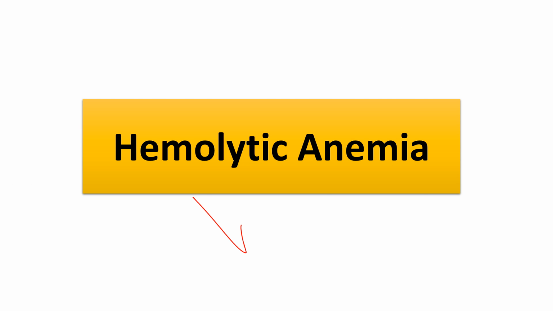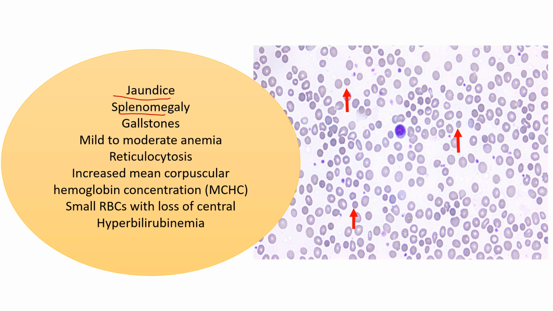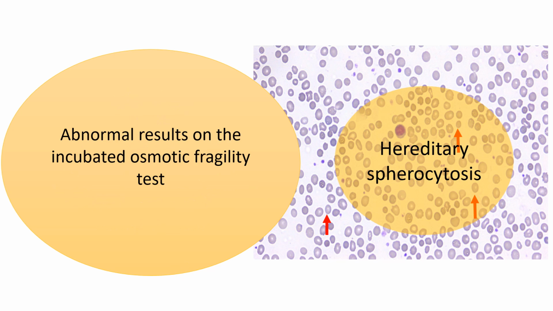Hemolytic anemia. If you have a patient with jaundice, splenomegaly, gallstones, mild to moderate anemia, increased retic count, increased mean corpuscular hemoglobin concentration, MCHC, and small red blood cells with loss of central pallor. As you see here in the peripheral smear, the red blood cells are smaller than the size of the nucleus in lymphocytes and with loss of central pallor. It is hyperchromatic plus hyperbilirubinemia. What is the most likely diagnosis? Hereditary spherocytosis. Confirm the diagnosis with osmotic fragility test.